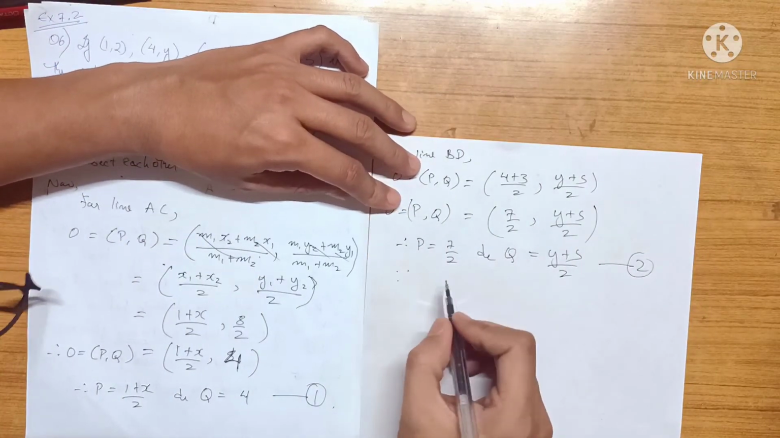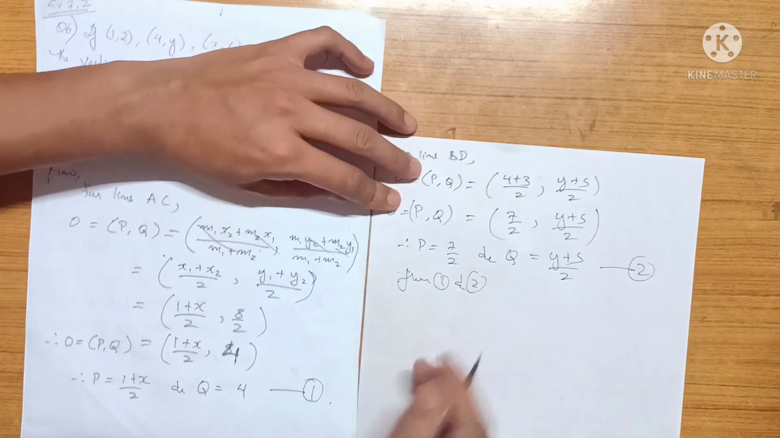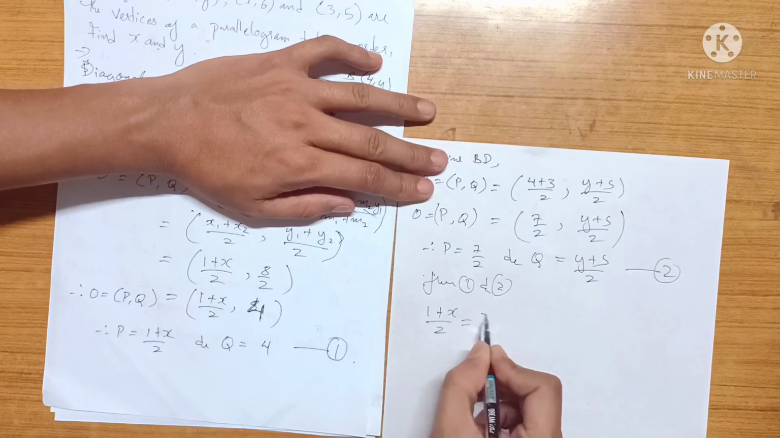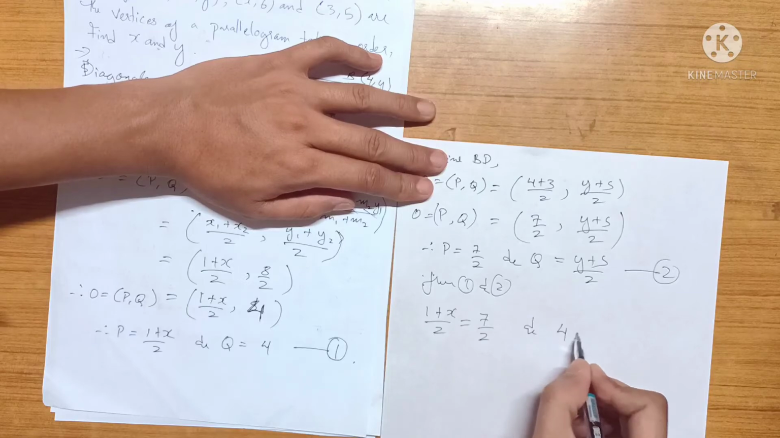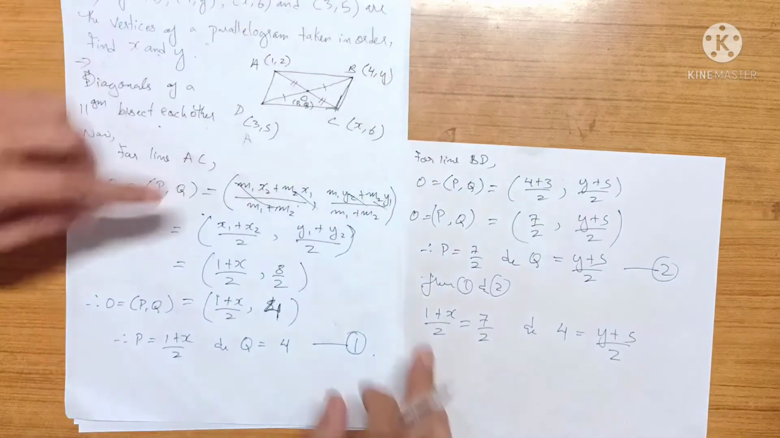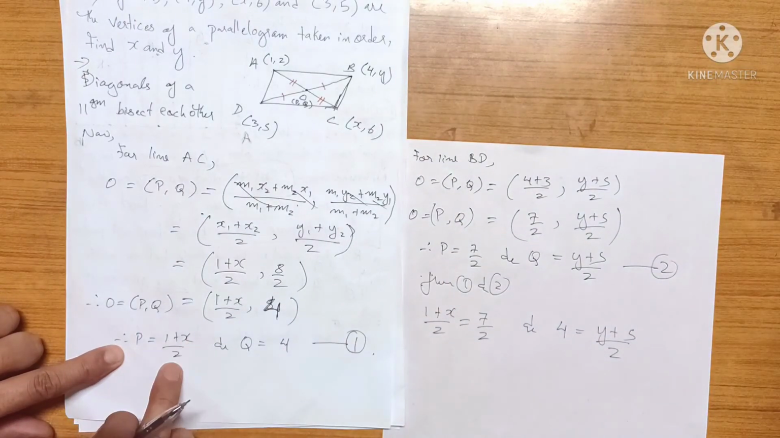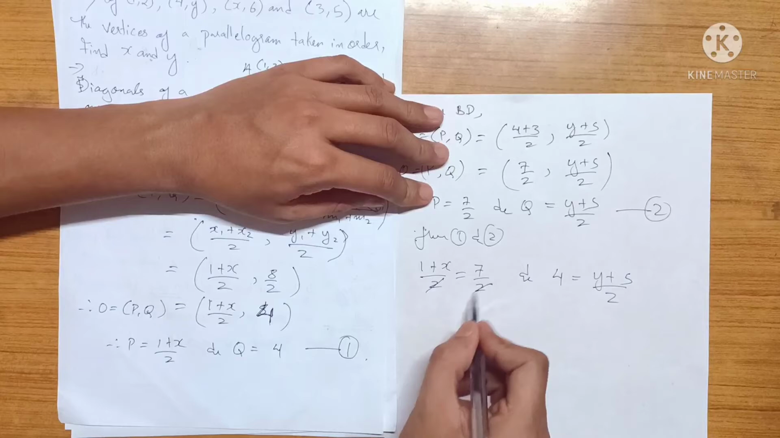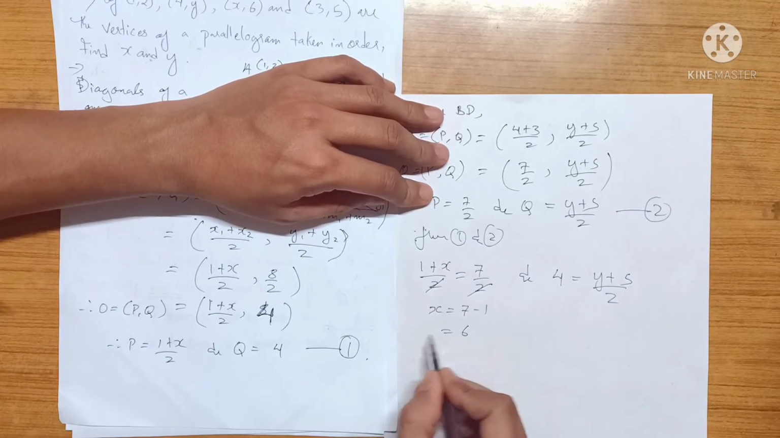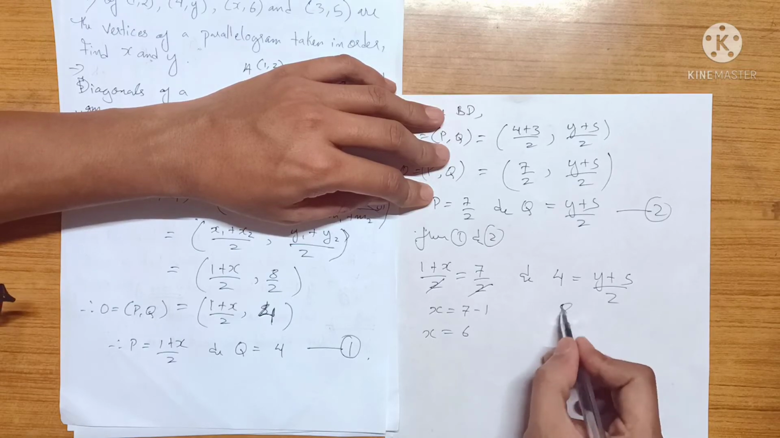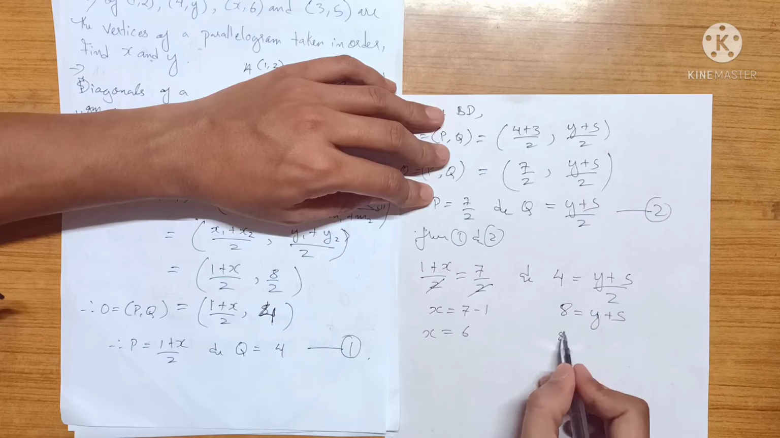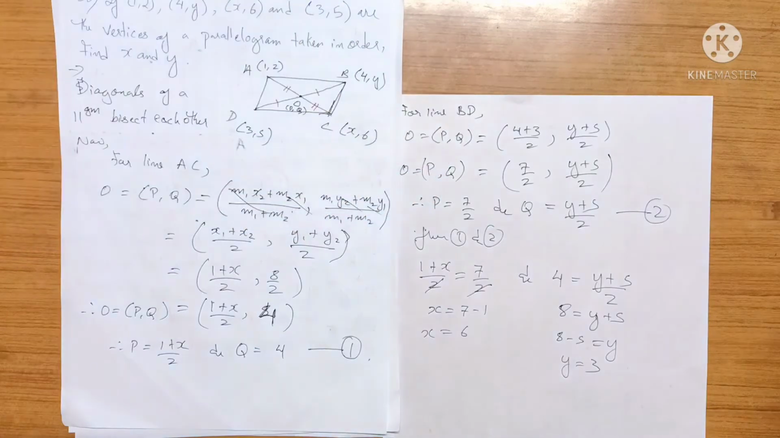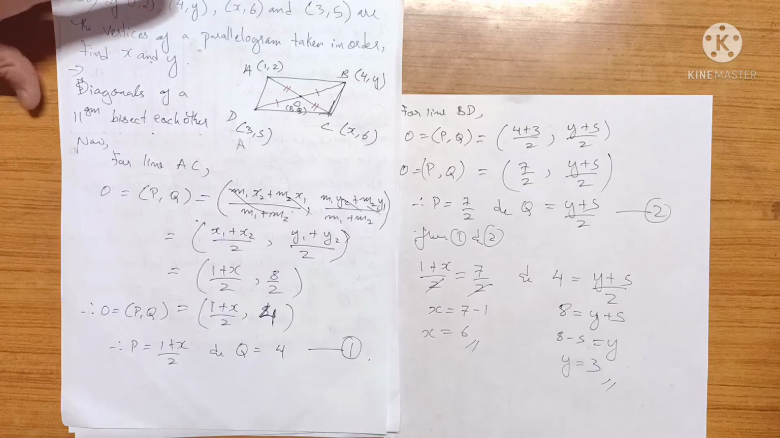From 1 and 2, since we are talking about the same PQ, we can say that 1 plus x by 2 equal to 7 by 2, and Q is 4 equal to y plus 5 by 2. Equation 1 says P is equal to 1 plus x by 2. Here they're saying P is equal to 7 by 2. So 1 plus x by 2 equal to 7 by 2. The 2s we can cut. x equal to 7 minus 1, which is 6. And here 4 2s are 8. Y plus 5, you send it this side, it becomes y. So y equal to 3. So we're getting x equal to 6 and y equal to 3, which is our final answer.